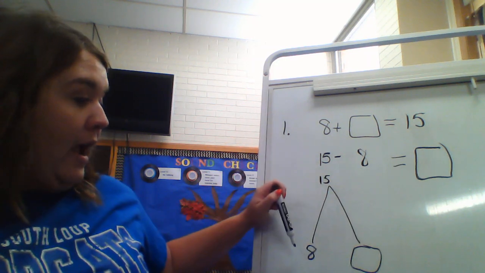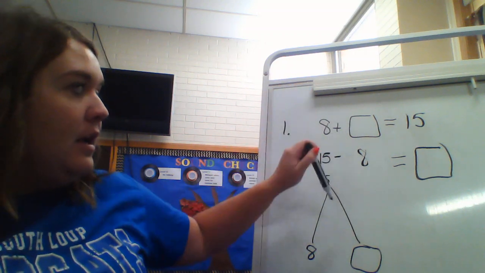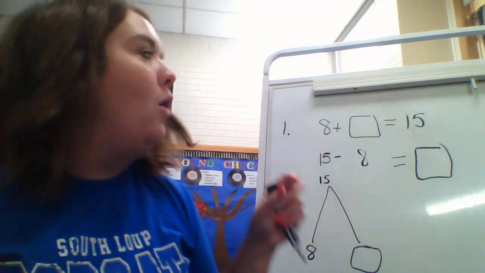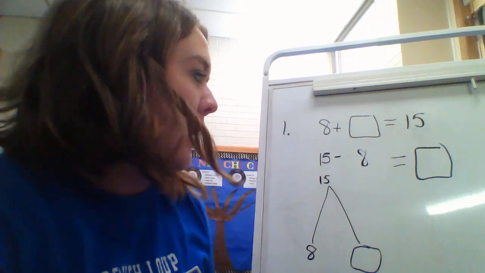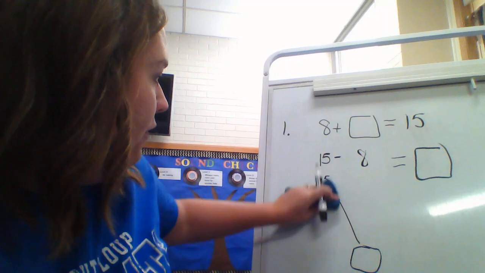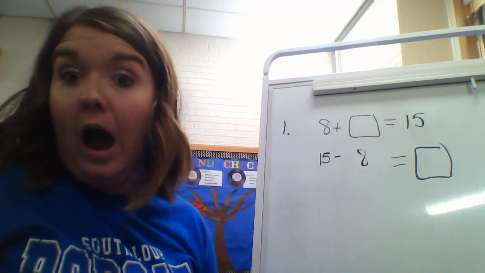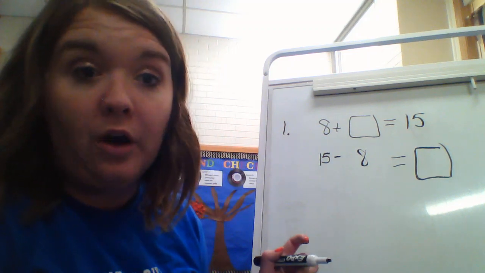Or we could write an addition equation. We could write 8 plus our unknown addend equals the total 15. Okay, so that's how we know that this problem and this problem are pretty much the same. They're just two ways of thinking about it, okay? So I'm going to show you how I want to solve the first part. So 8 plus blank equals 15. I'm going to make a 10, and then I'm going to solve from there, okay?